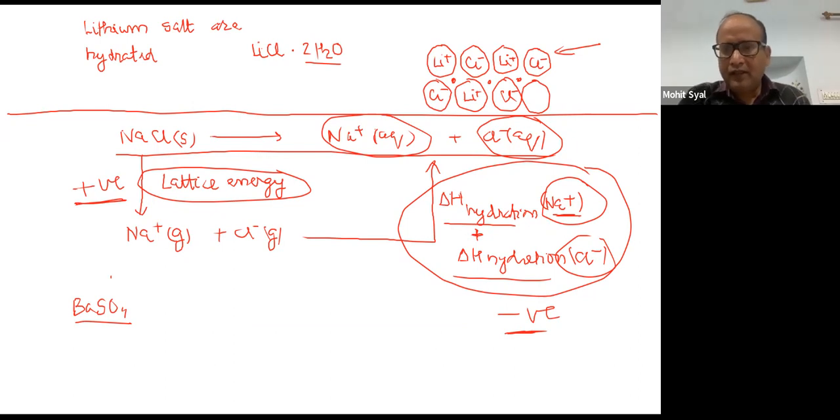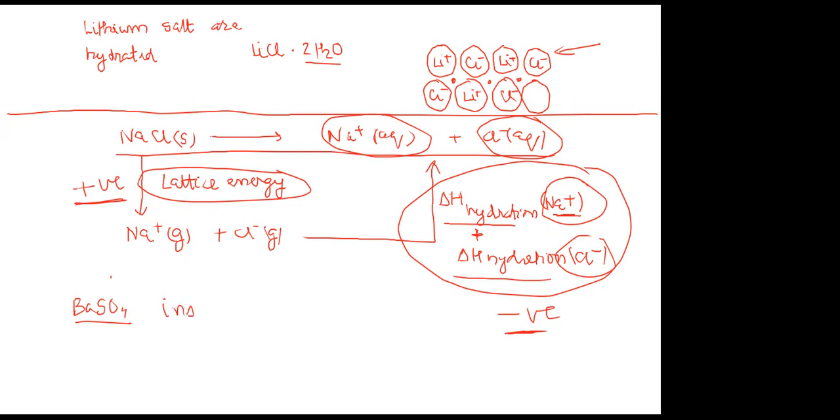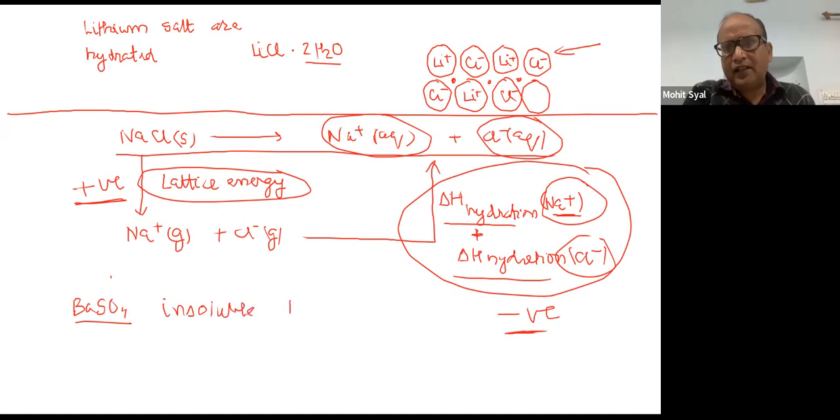So I hope this is clear, and I hope you have noted it down. So if it is insoluble, I can write that hydration enthalpy is smaller than lattice energy. Lattice energy is the energy which is required to break the lattice. That is more, and the hydration energy which is released is less, which means the lattice cannot break on its own. So that's why it is insoluble.